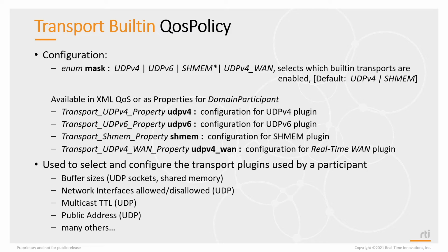If you're behind a NAT router, you may want to set a public address so that other people can contact you. They may not be able to send a packet to your local network interface, but if you know what your public address is, then somebody can send data to your public address, which will be routed by the NAT, or network address translation router, back to you. And of course, there are lots of other properties that you might want to configure on these transports.